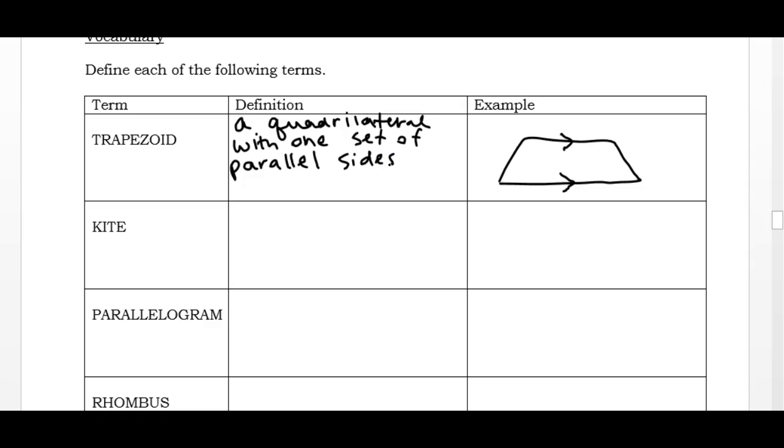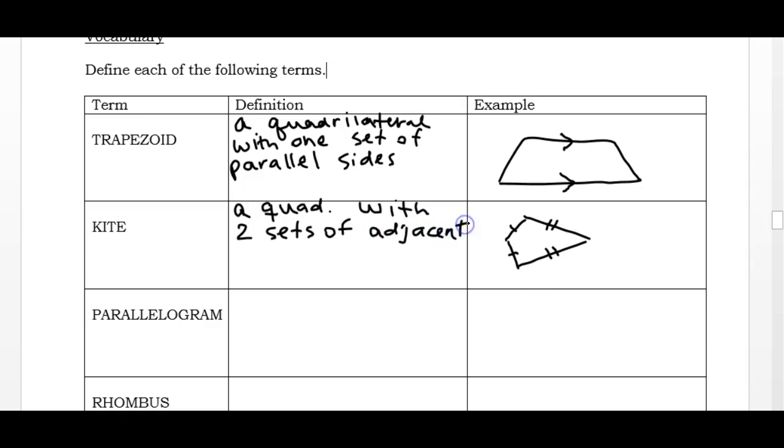Our next one is a kite, and I'm going to draw it sideways from how you might normally think of it, just to get it to fit in that box a little nicer. But we would have congruent sides here and congruent sides here. So a quadrilateral with two sets of adjacent congruent sides. And so adjacent means that these sides are right next to each other as opposed to across from each other. And then remember, congruent means that they have the same length.